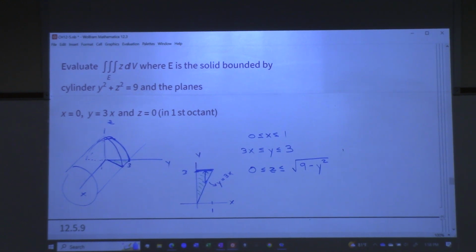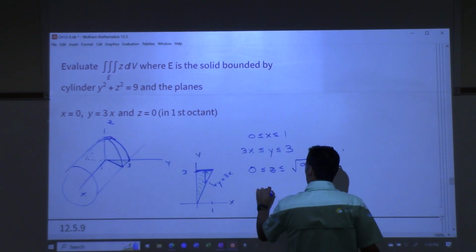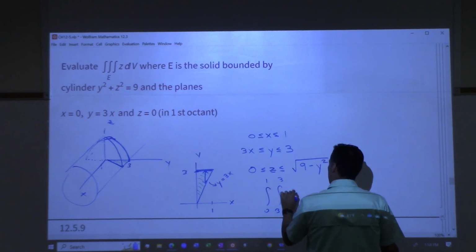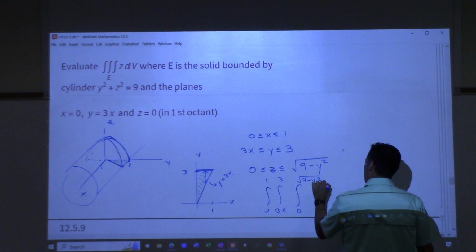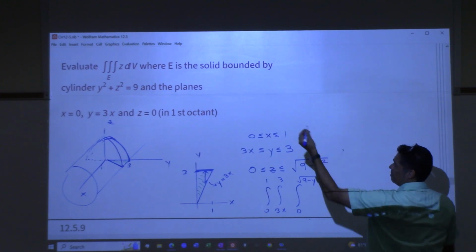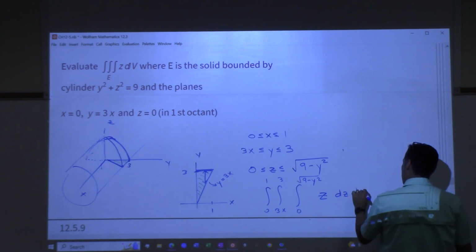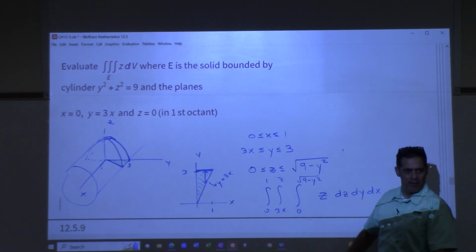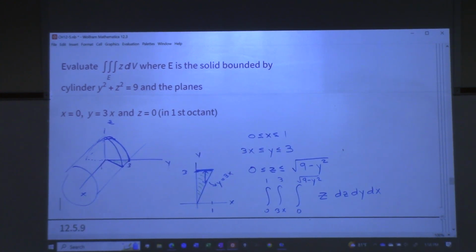Now we need to set up the actual triple integral. It's going to go from 0 to 1, and then from 3x to 3, and then from 0 to the square root of 9 minus y squared. We're integrating the function z, and we're going dz, dy, dx, because I chose to put these restrictions and look at it with the shadow projected that way, as a type 1 on the ground.